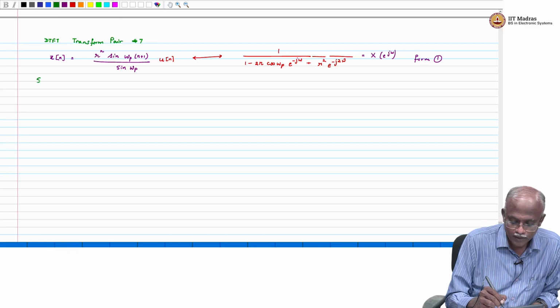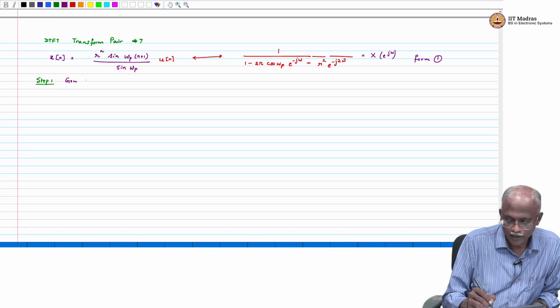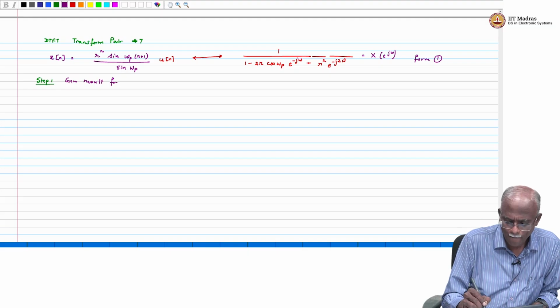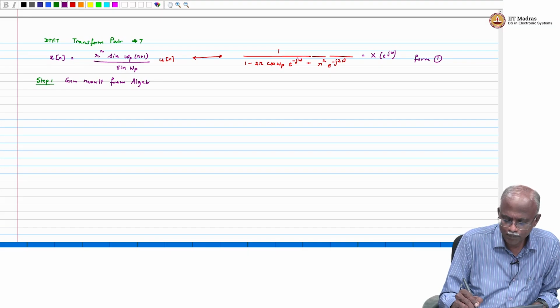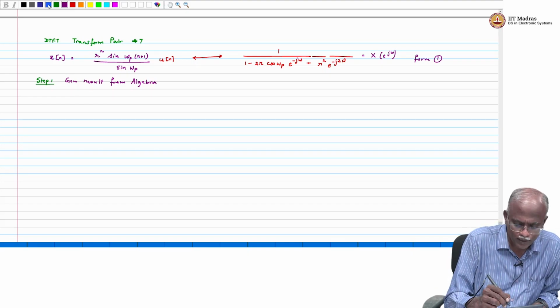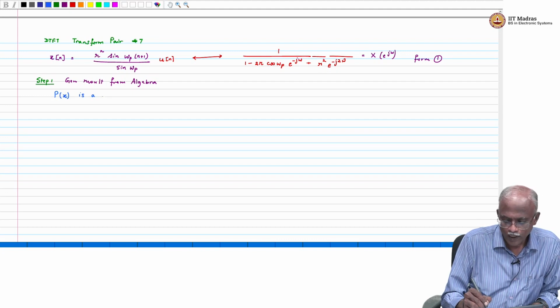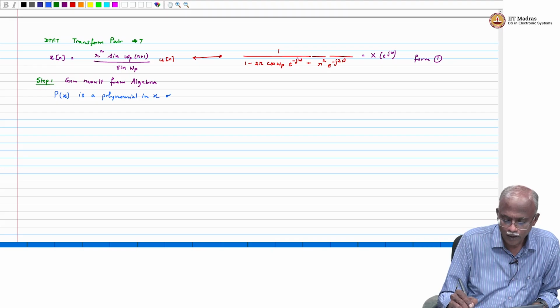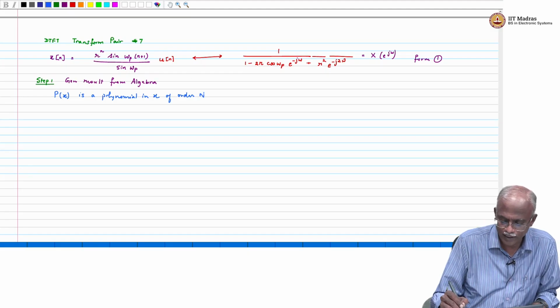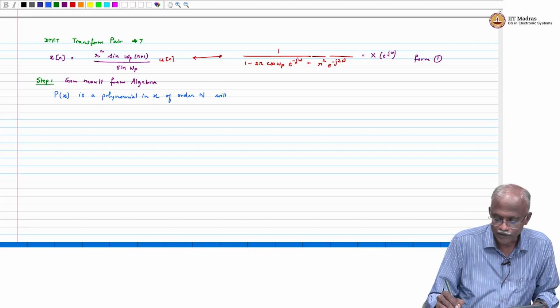The step 1 is a result from general algebra. Again, very simple result, but something that you must be familiar with. Now, if p of x is a polynomial in x of order n, that means it is a polynomial of order n, highest power of x that is there is n, and it has real coefficients. I think now this is a standard result from general algebra.